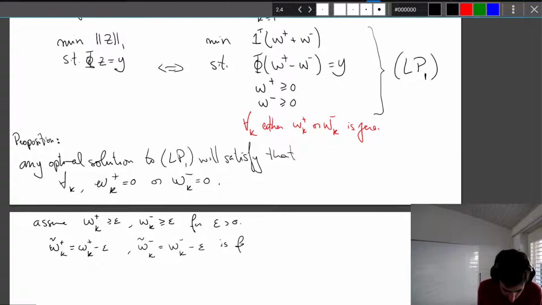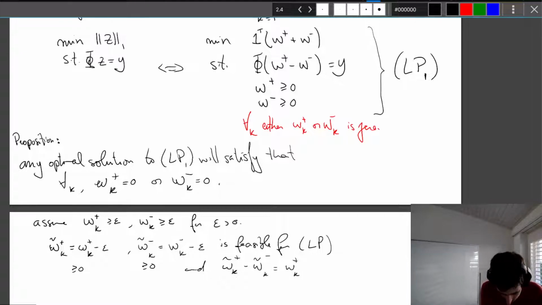It is feasible for the LP. Okay, why is it feasible? Because they were bigger than epsilon, so they're still bigger or equal than 0. Because I'm adding in both of them, and the constraint involves the difference, then of course it's still feasible, right? They are still non-negative, and the difference is still the same, equal to what it was before. So they're definitely feasible.